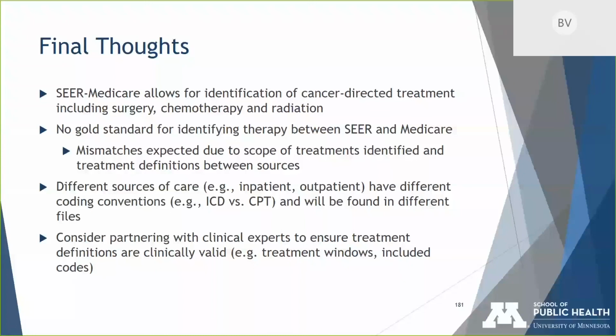Overall, remember that different sources of care, so if care is administered in an inpatient versus an outpatient setting, will have different coding conventions. And so you'll need to use different codes to identify that therapy, and they're going to be found in different files. So you don't necessarily have a single file that you'll go to identify radiation or chemotherapy. You'll need to use most likely a combination of Medicare claims.